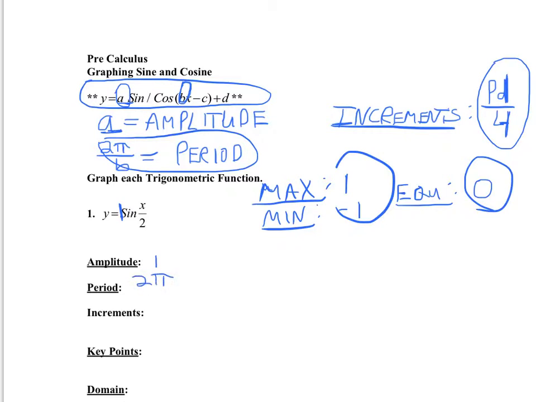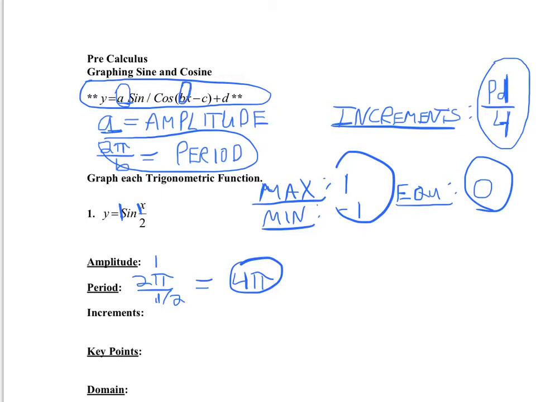Okay, the period is 2 pi divided by b. In this case, b is 1/2, it's not 2. This is like saying 1x over 2, so the coefficient for x is 1/2. Now if you do 2 pi divided by 1/2, that's the same as multiplying it by 2. This is going to be 4 pi. So horizontally, we're going to stretch this wave out. Instead of going from 0 to 2 pi, like we do in the normal unit circle, we're going to go from 0 to 4 pi.